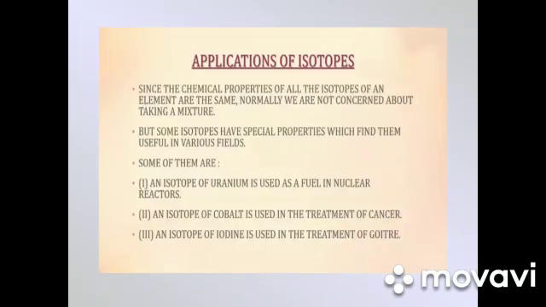I have written some practical applications of some of isotopes. So an isotope of uranium is used as a fuel in nuclear reactors. An isotope of cobalt is used in the treatment of cancer. An isotope of iodine is used in the treatment of goiter.